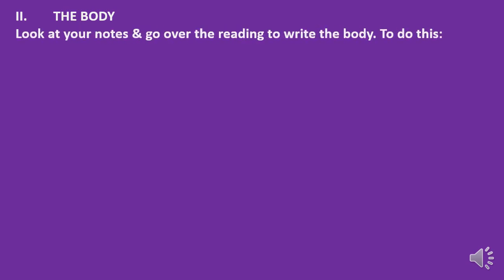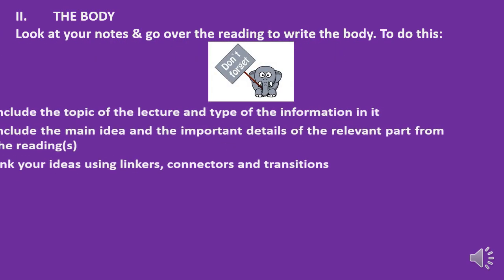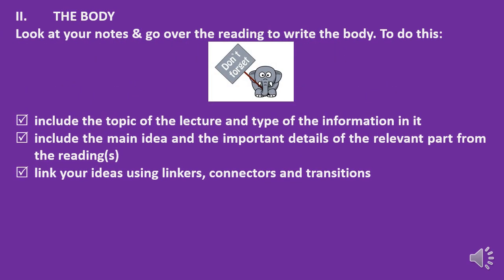The second part of the outline is the body. In this part, you have to look at your notes and go over the reading to write the body. In order to do this, you must include the topic of the lecture and type of the information in it. You need to include the main idea and the important details of the relevant part from the readings. And you need to link your ideas using linkers, connectors, and transitions.